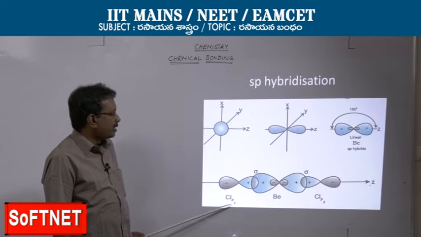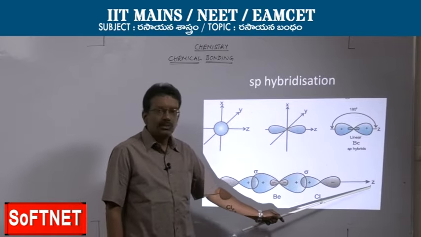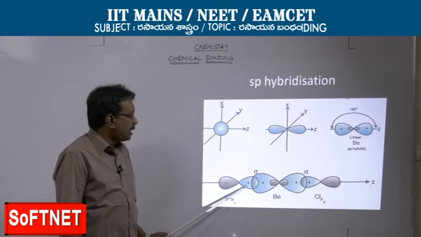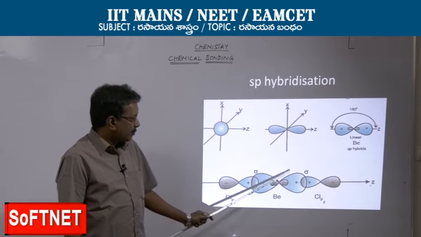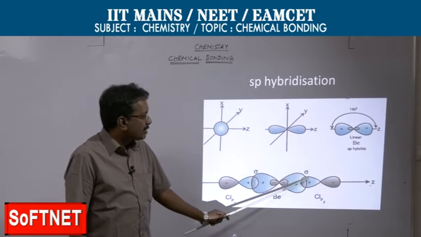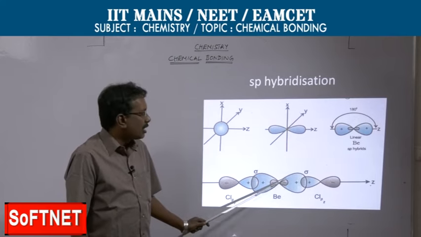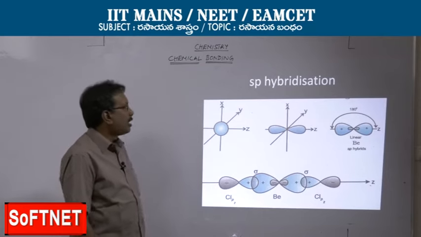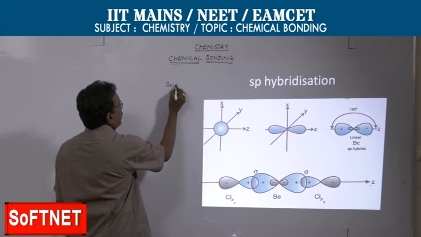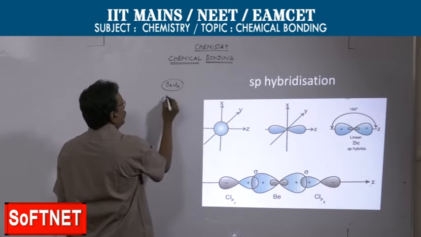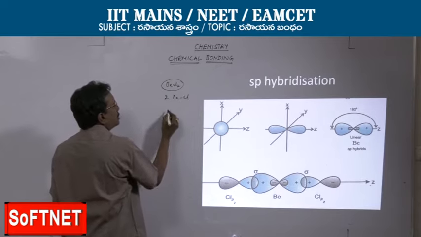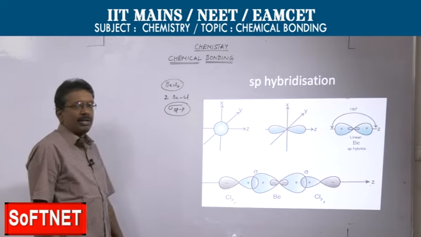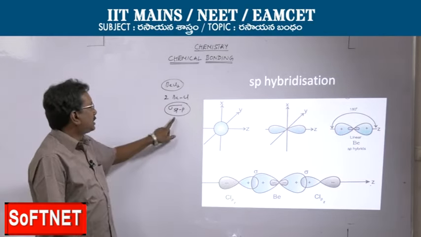Here I mentioned pz. That means I am taking z axis as internuclear axis or molecular axis. That means in this BeCl2 molecule we are getting two bonds here. What type of bonds? One is sp orbital of beryllium overlapping with p orbital of chlorine. So this is called spp overlapping, and this is also called spp overlapping. So overall in BeCl2 molecule, beryllium dichloride, we have two Be-Cl bonds and both are sigma bonds. Both are formed by what type of overlapping? spp overlapping. So this is called the nature of bonding.